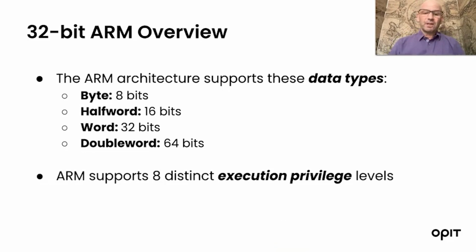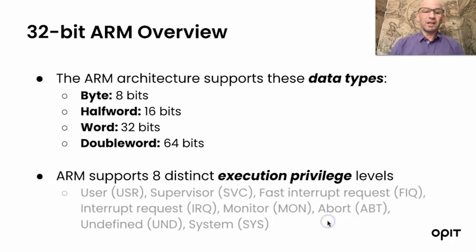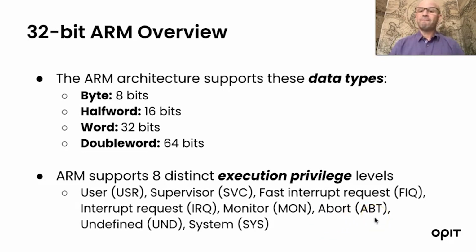ARM also supports 8 distinct execution privilege levels, so listed here. So user, supervisor, fast interrupt, IRQ, your typical IRQ, monitor, abort, undefined, and system. So for the purpose of operating systems and user applications, the most important two privileges then would be, of course, user and supervisor, or SVC.